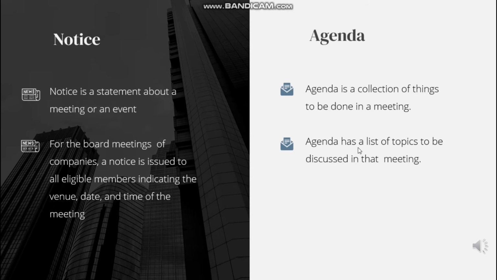So these are the comparisons between notice and agenda. A notice is a statement about a meeting or an event, while an agenda is a collection of things to be done in a meeting. For the board meetings of a company, a notice is issued to all eligible members indicating the venue, date and time of the meeting, while an agenda has a list of topics to be discussed in that meeting.